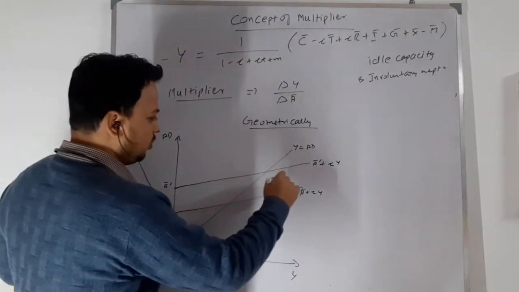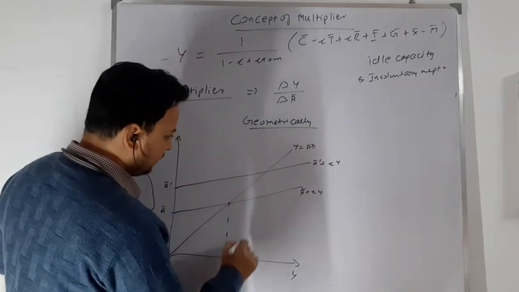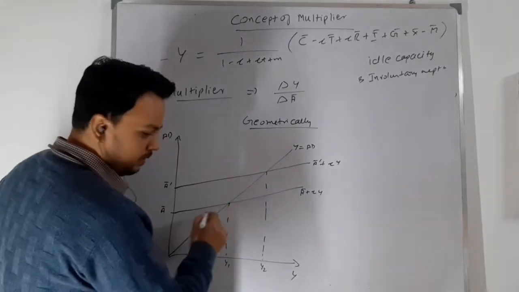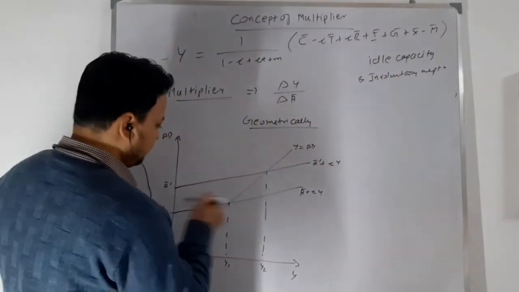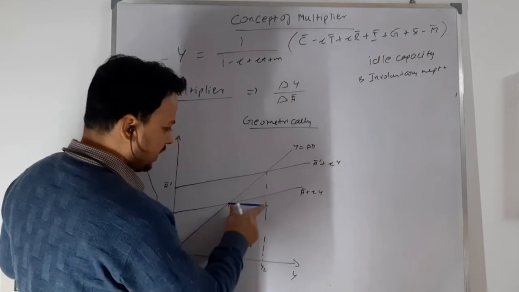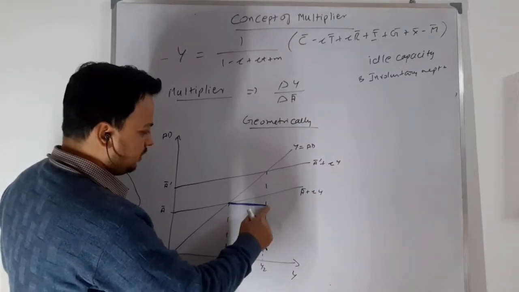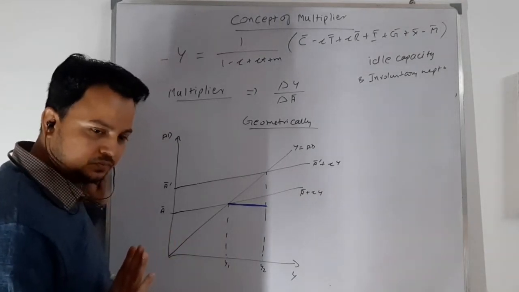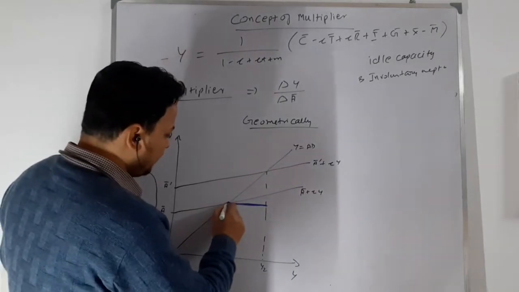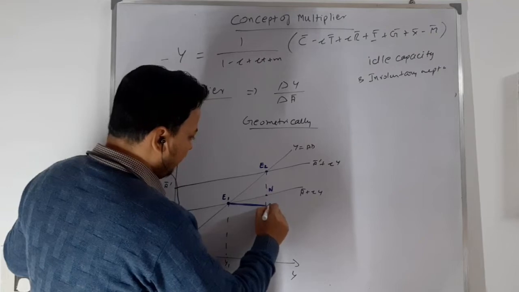This distance is 100, or you can say change in investment. How much is the change in income? This is income level y1, right? And this is income level y2. Yes or no? So change in income is given by this distance, y2 minus y1. Everyone agree? Let's give these points names. This is E1, this is E2, this is N, and this is M.